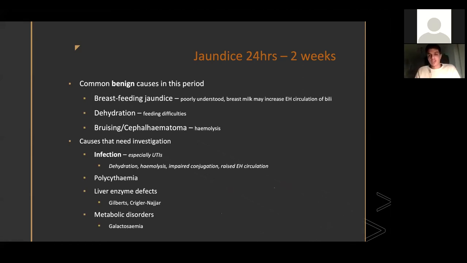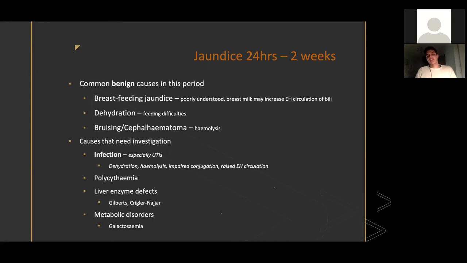Breastfeeding jaundice is really, really common. It's not well understood. People think that breast milk may increase the enterohepatic circulation of bilirubin, okay? Dehydration. So feeding difficulty. So feeding the baby with the breast, not feeding the baby with the breast, it can always cause jaundice, okay? If you've got bruising, any area of bruising, like a pocket of blood with a blood breakdown, a huge, essentially bolus of hemolysis, can then cause transient jaundice.